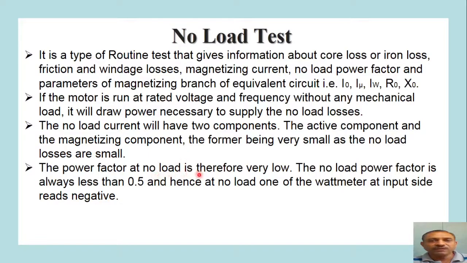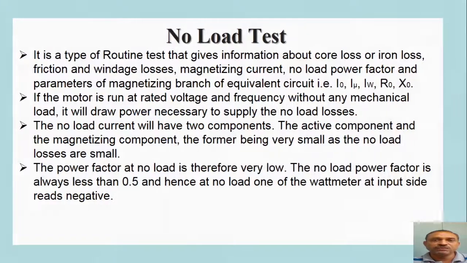Now the power factor in this particular test is low. Usually the power factor is always less than 0.5, so in the power measurement by the 2 wattmeter method, one of the wattmeters is going to read in the negative direction. So we have to reverse the connection of either the current coil or the pressure coil to get the reading of that wattmeter, and whatever power is indicated by that wattmeter, we have to record its negative value in the observation table.